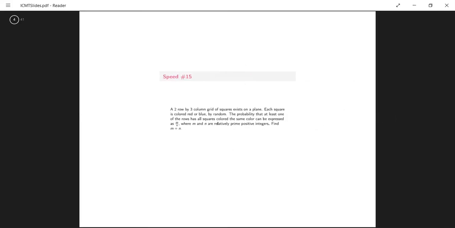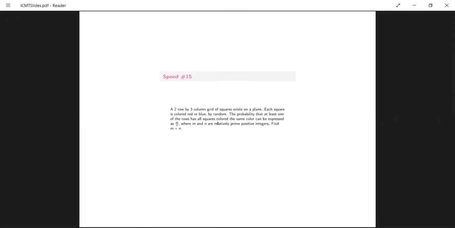Okay, the next problem we'll be going over is problem 15 on speed round. So basically, we have a 2x3 grid of squares, and each square is colored red or blue by random. And we want to find the probability that at least one of the rows has all squares colored the same color.